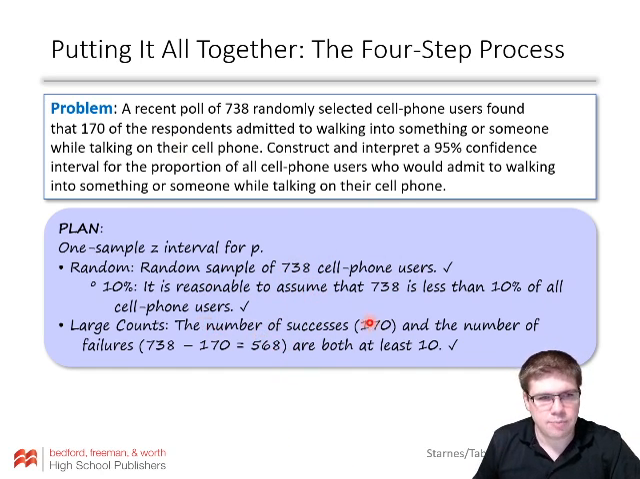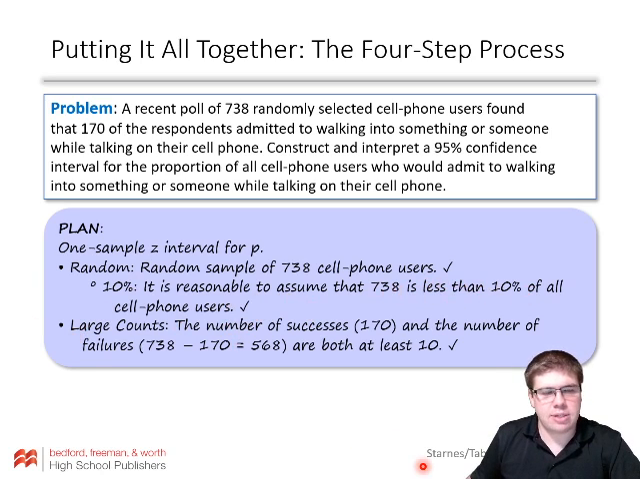Whoever's collecting this data. So we're going to assume that 738 is less than 10% of all cell phone users. That actually isn't much of an assumption. That's pretty obvious. If you have prior knowledge, I guess you can write it as known. But it's generally good to assume it if it's not written in the problem how big the population is. In this case, we're going to assume that is less than 10% of all cell phone users.